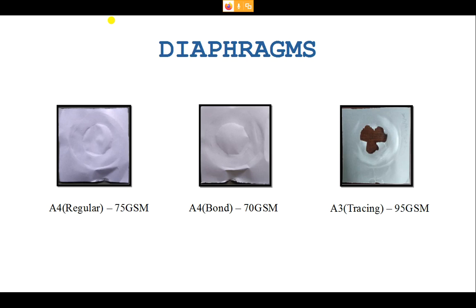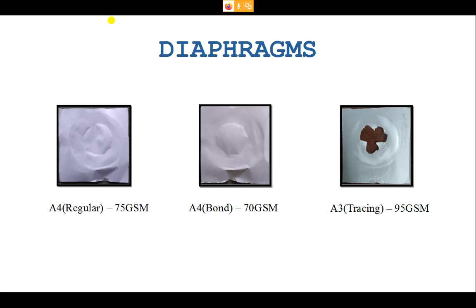On testing these diaphragms, you might find from the picture that the A4 regular sheet and the bond sheet did not rupture, but the A3 sheet ruptured. You might find that part missing from the picture. That is the ruptured part, where the paper moved out with the flow.